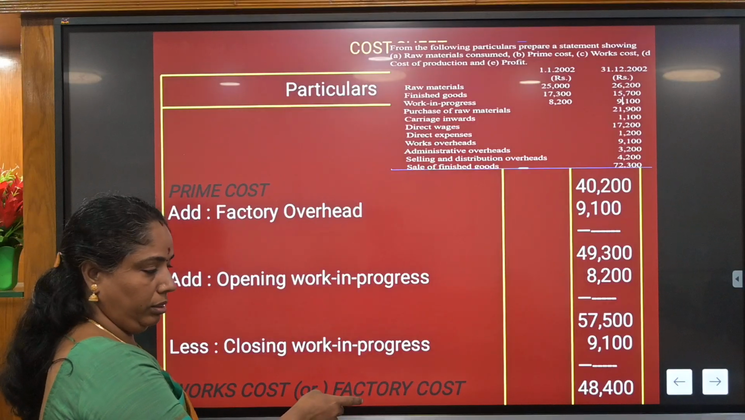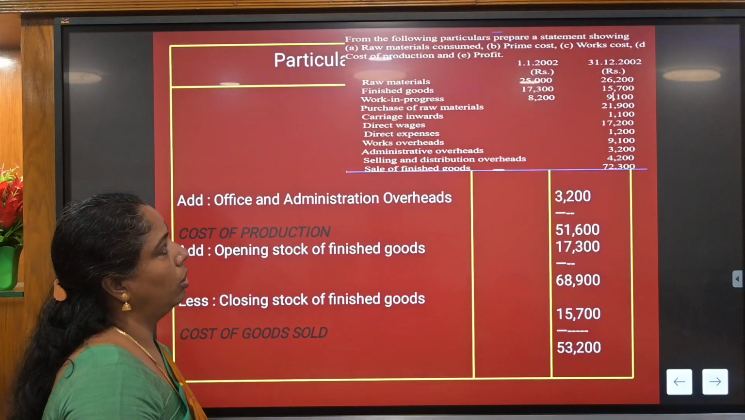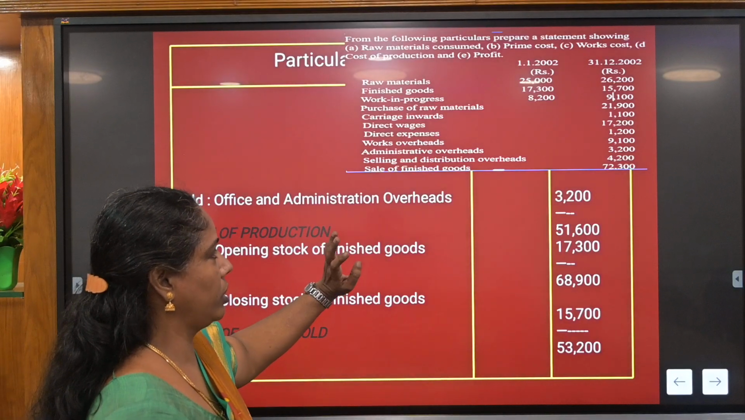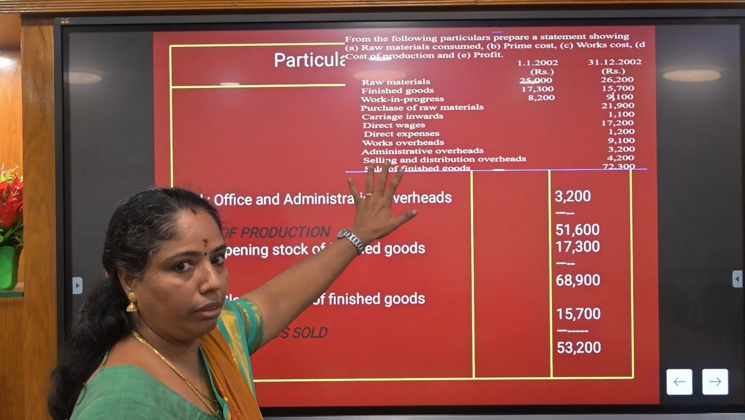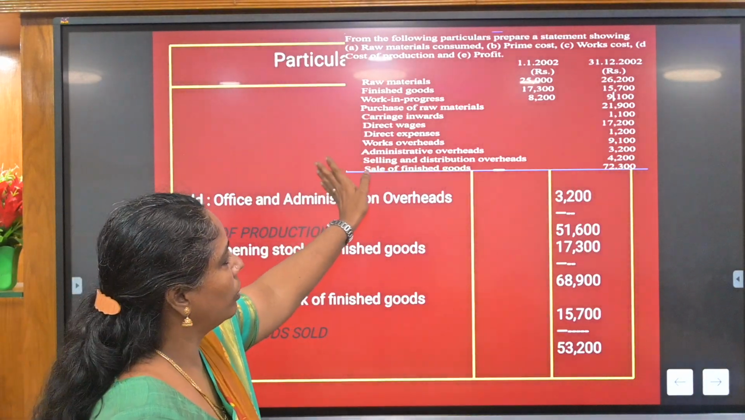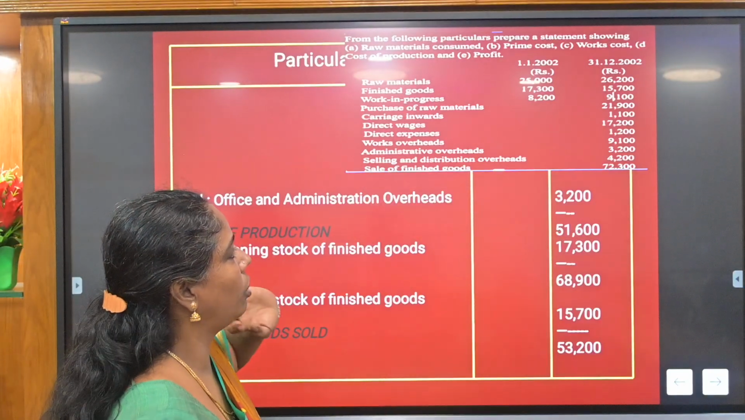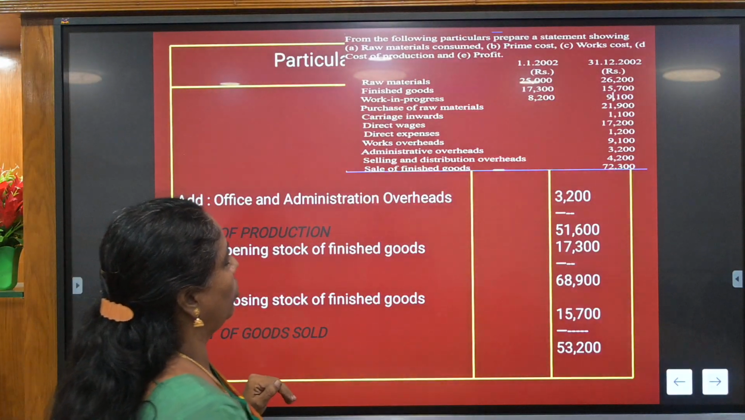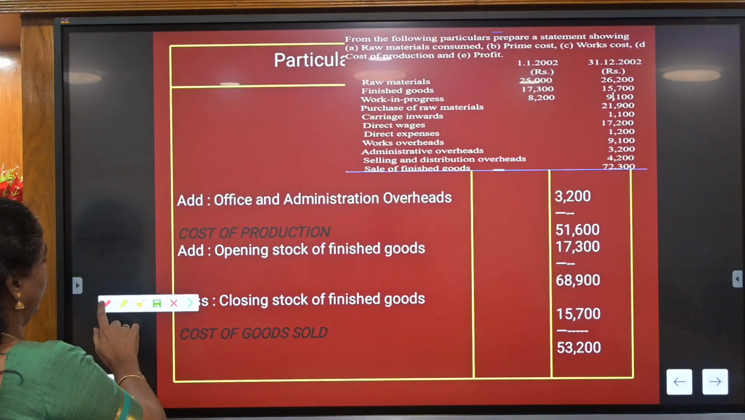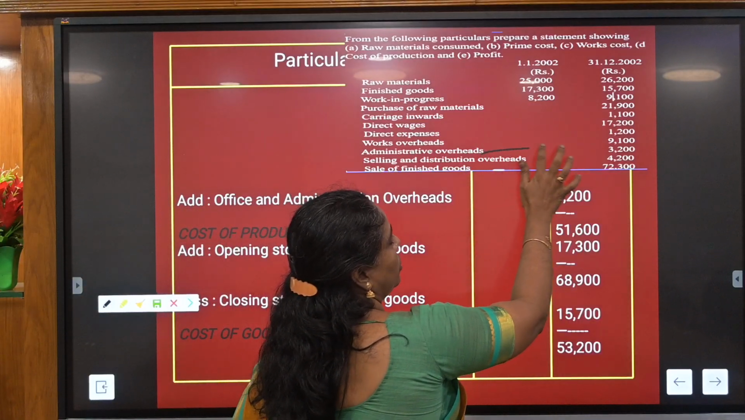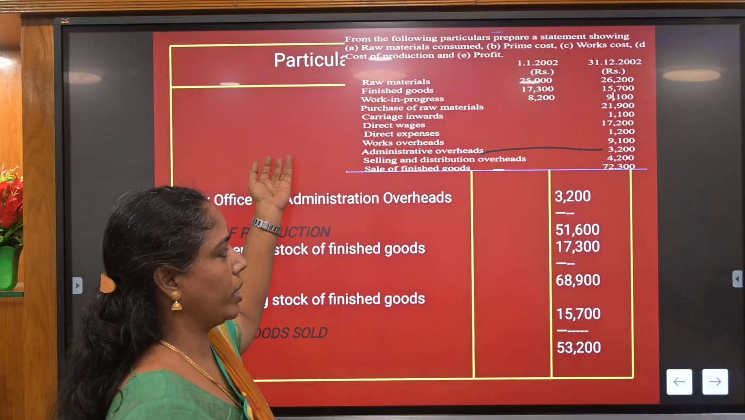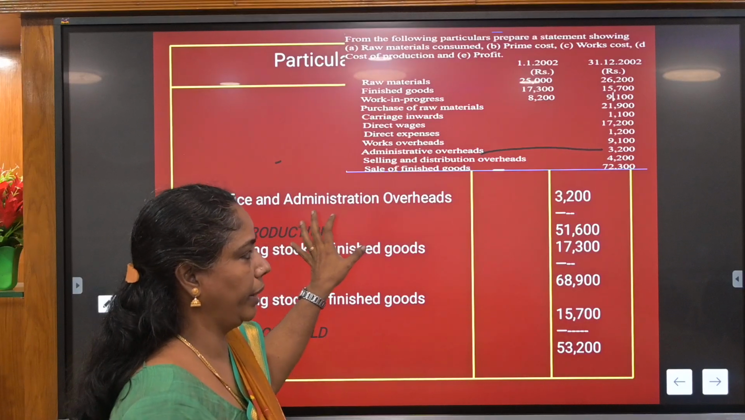Next, after factory, where do we have to go? Office and administration overheads. Here it is the same thing. There is no other information about office and administration expenses, so we are directly transferring the amount, which is 3,200. After adding it with works cost, we are getting the cost of production.